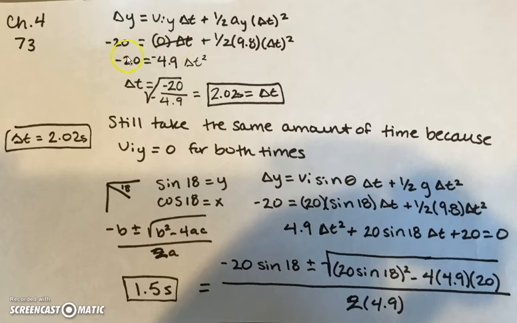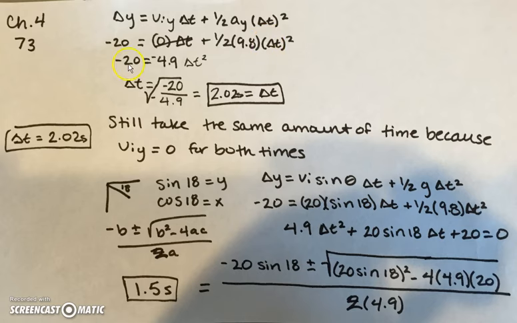Because it was thrown from 20 meters above the ground, your change in y is -20, because it's final minus initial. Your final position would be 0, your initial position would be 20, so 0 minus 20 is -20. Your initial velocity in the y direction is 0, so that automatically cancels this out. So you're left with 1/2 times acceleration in the y direction, which is 9.8 meters per second squared, because gravity is the only thing acting on it, and delta t squared.